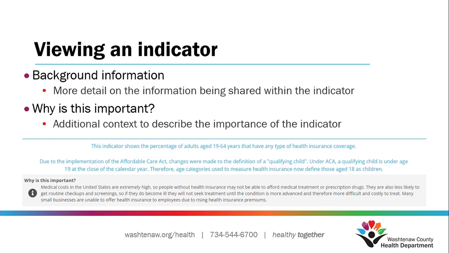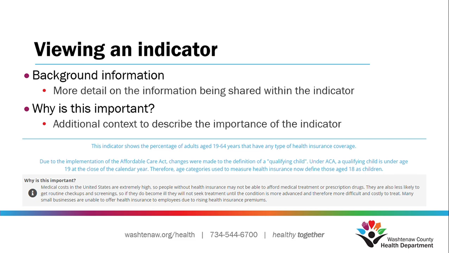Then we have our background information. Again, this gives us additional details about that data beyond just that overall title. So in the example on this slide, it's telling us that the specific population that we're looking at in relation to adults that have insurance is defining that adult population as those between the ages of 19 to 64 years old, and as having health insurance as any type of health insurance coverage. Again, this is followed by additional details, additional context on why this is important in the broader context of health and well-being.